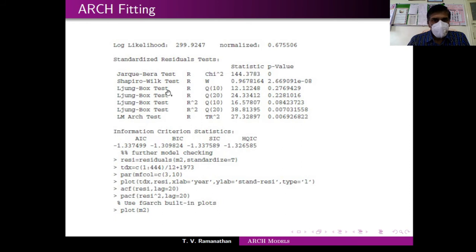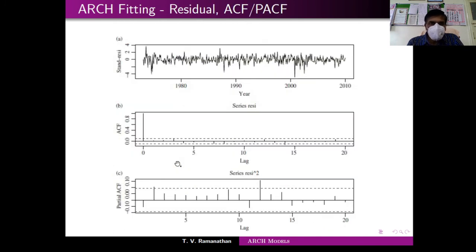And whatever the model, this is of course the standardized residual test. So you can see this is R square, and then you have the information criteria, which is useful when you have 2-3 competing models. So I can get the corresponding information criteria, and you can plot the results. Now if you look at the residual and residual ACF, PACF, this is the standardized residual. Standardized residual means epsilon t divided by sigma t hat. So that is what Zt is.